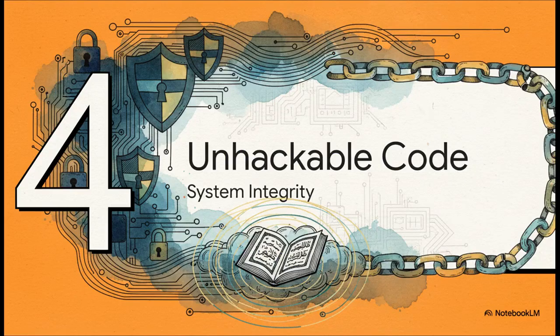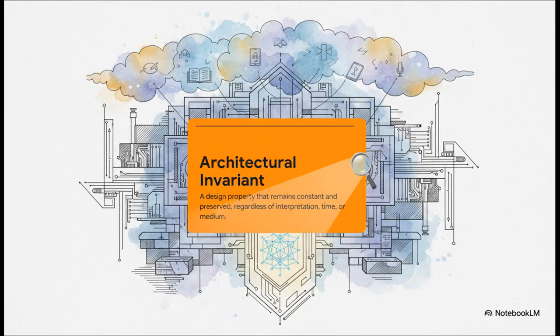This all brings us to what might be the system's most profound engineering property, its integrity. This is the idea that the source code itself is unalterable, that it's unhackable. The technical term for this is an architectural invariant, but what does that really mean? Well, think of it as a core property of the system's design that is just locked in. It stays constant. So while our interpretations might change over time, the underlying architecture itself doesn't. And that invariance is what's said to guarantee its stability.